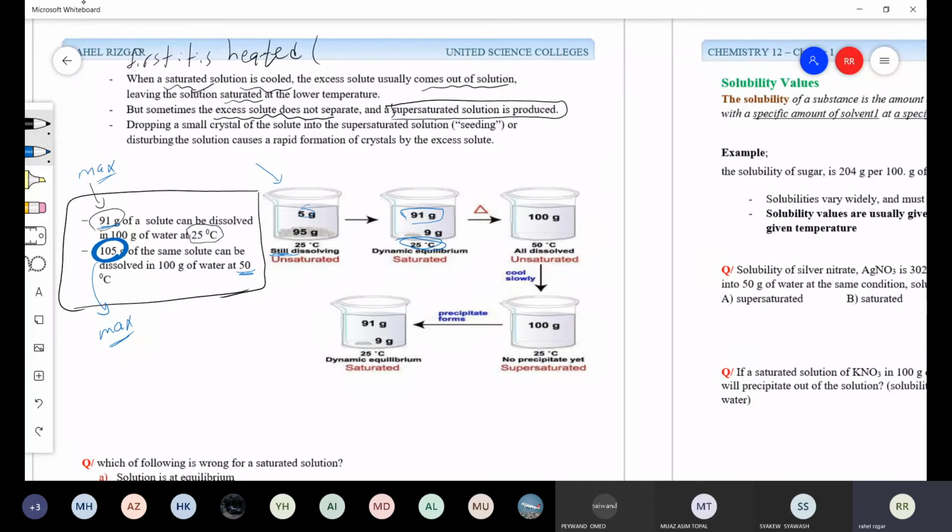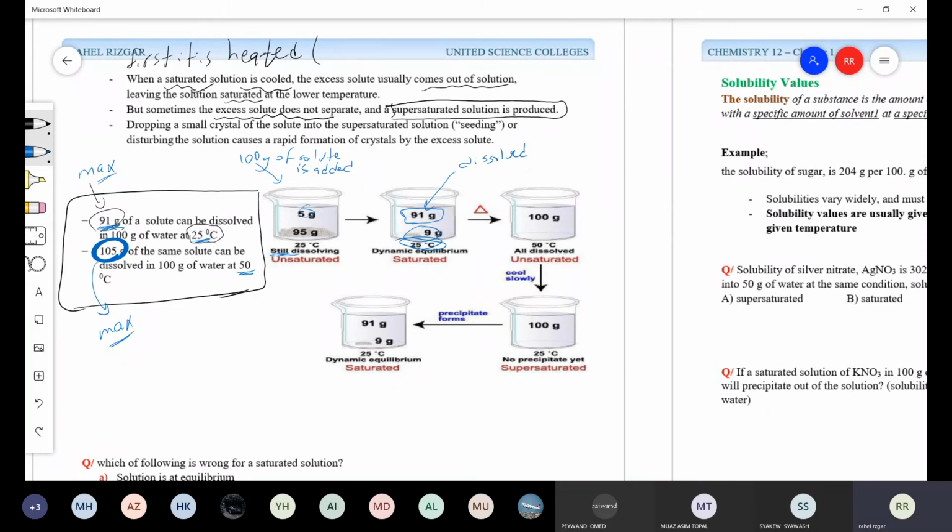But how much have we added? You can write this: 100 grams of solute is added. From that 100 grams of solute, only 91 grams is dissolved. We can see at 25 Celsius, only 91 can dissolve. What about the rest of it? The 9 grams is extra and it will precipitate.